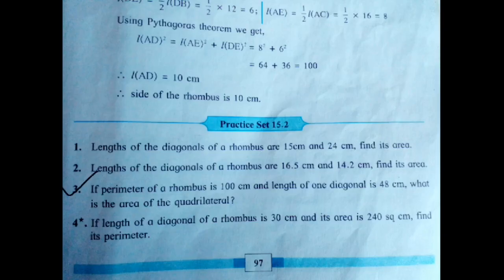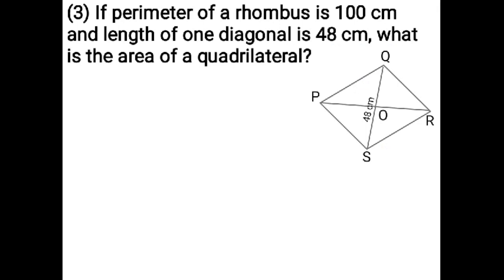If perimeter of a rhombus is 100 centimeter and length of one diagonal is 48 centimeter, what is the area of the quadrilateral? Perimeter of a rhombus is given, 100 centimeter. You have to find side of a rhombus. After that, length of one diagonal of a rhombus is given, 48 centimeter. You have to find length of the other diagonal of a rhombus, and then finally you have to find area of the quadrilateral.